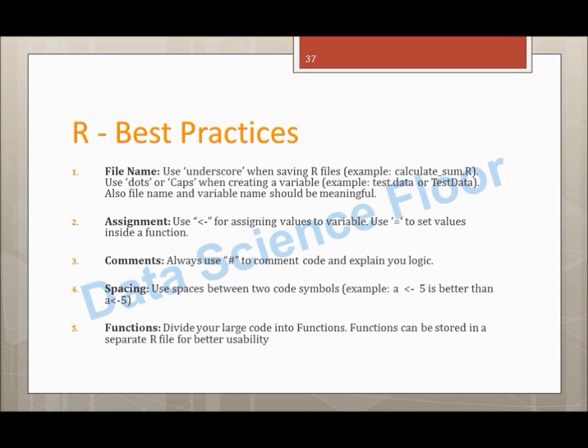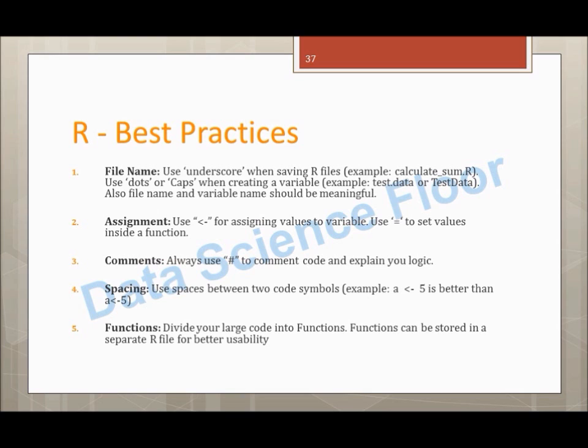You can also use dots or caps while creating a variable name. For example, if you want to store some test data in a variable, you can say test.data, or you can use caps, like capital T and capital D, to create your variable. The basic idea is to use file names or variable names which are meaningful, so that by just looking at the name, you can easily understand what's inside this variable or this file.